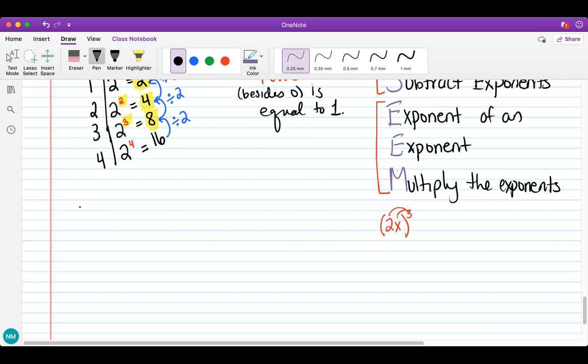So if I have something to the negative power, like 3 to the negative second power, well, I know 3 to the second power is 9. So 3 to the negative second power is going to be the reciprocal of 9, which is 1 over 9. A better way to write this is that we're going to have 3 to the negative second power.